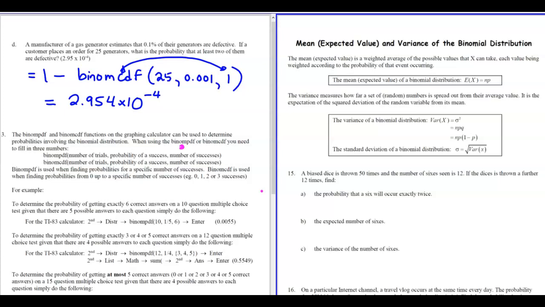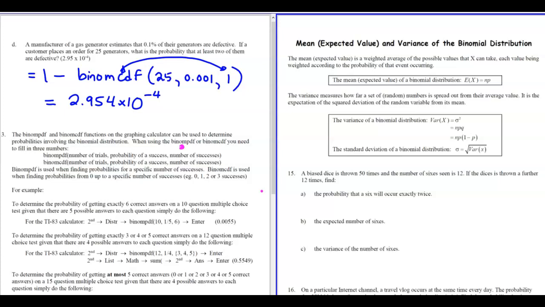So it is a weighted average of the possible values that X can take, each value being weighted according to the probability of the event. Okay, so the expected value of a certain event is the number of trials that you take and the probability of having that success. That's your expected value, or average number that you want to get if you perform the experiment over and over and over and over again.